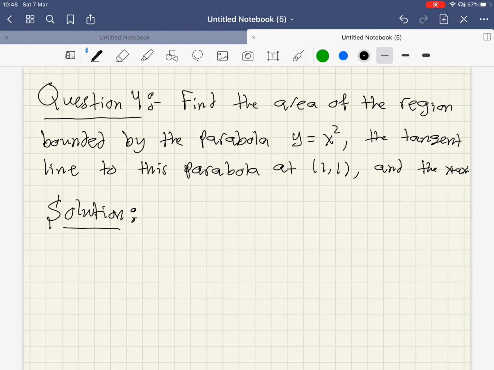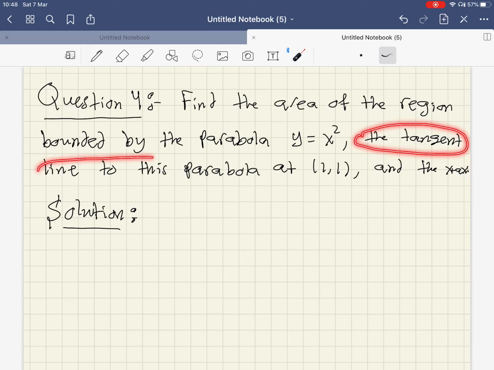Okay, welcome back to question number 4 in section 6.1 in the topic of finding the area. Here in this question, we need to find the area of the region bounded by, first of all, this standard parabola y equal x squared, and then the tangent line to this parabola at the point 1, 1.